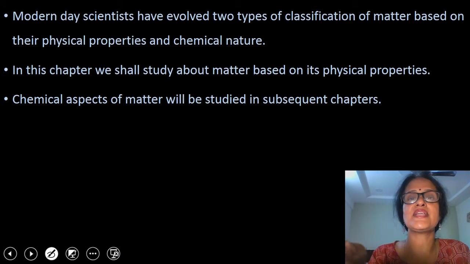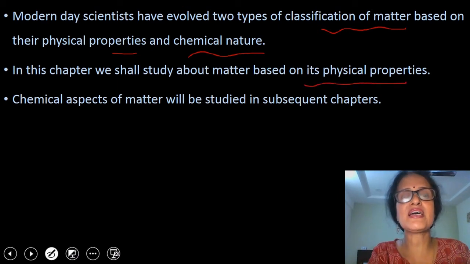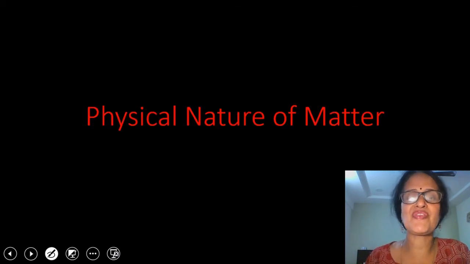In modern day, scientists have evolved 2 types of classification of matter. One is based on their physical properties and the other is based on chemical nature. In this chapter, we will study about matter based on its physical properties, and the chemical aspects of matter we will study in the next chapters. So first of all, we will discuss physical nature of matter.